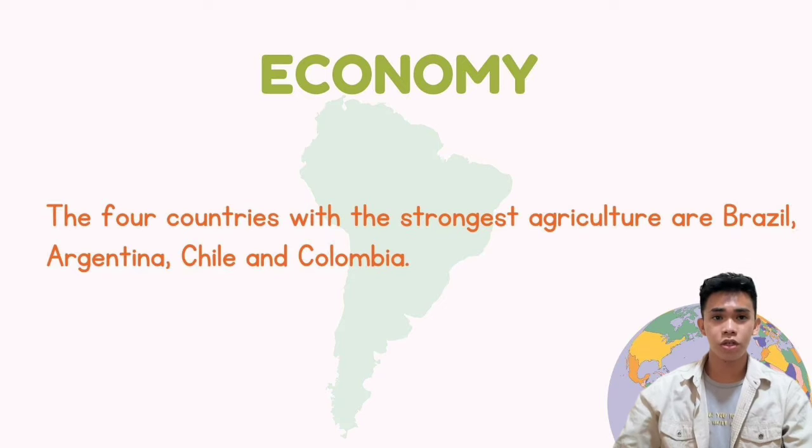The 4 countries with the strongest agriculture are Brazil, Argentina, Chile, and Colombia. Currently, Brazil is the world's largest producer of sugarcane, soy, coffee, orange, guarana, acai, and Brazil nut. Argentina is the world's largest producer of yerba mate. Chile is one of the 5 largest world producers of cherry and cranberry. And lastly, Colombia is one of the 5 largest producers in the world of coffee, avocado, and palm oil.